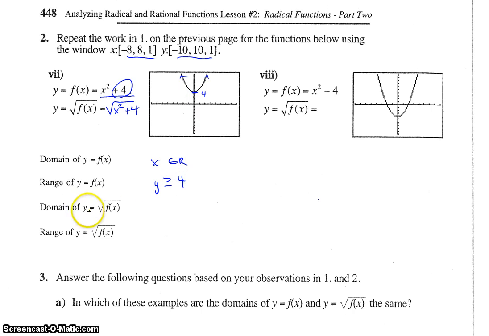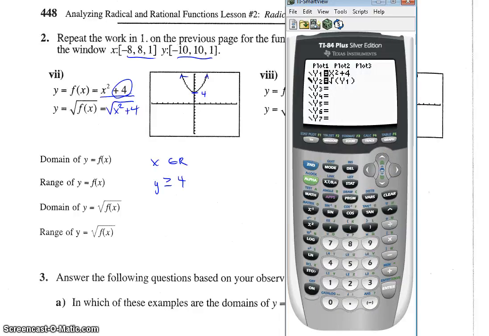Okay, now let's go ahead and graph the square root function. If you want, you can try and take a guess at what it would look like, but let's graph that and see what we get. So pause your video. Okay, so I've entered x squared plus 4 in y1. I still have the square root of that in y2, the square root of y1. I changed my window settings to match what they requested, negative 8 to 8, negative 10 to 10, and let's take a look at the graph.